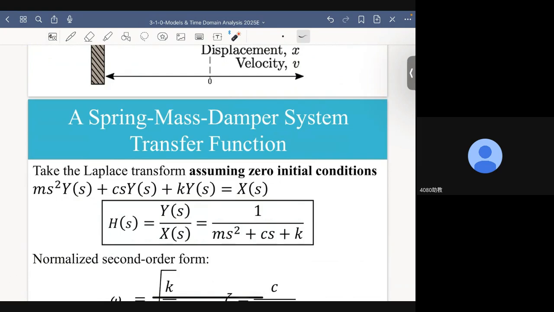Since the goal of control is to plan a set of right inputs and apply it to the system so that I can get the output to conform to my requirement, we care about the transfer function, which is defined as the ratio of the Laplace transform of the output to the Laplace transform of the input. From this equality, we know that the transfer function for this so-called spring mass damper system is this: 1 over ms squared plus cs plus k. M again is the mass, C is the damping coefficient, and K is the spring constant.